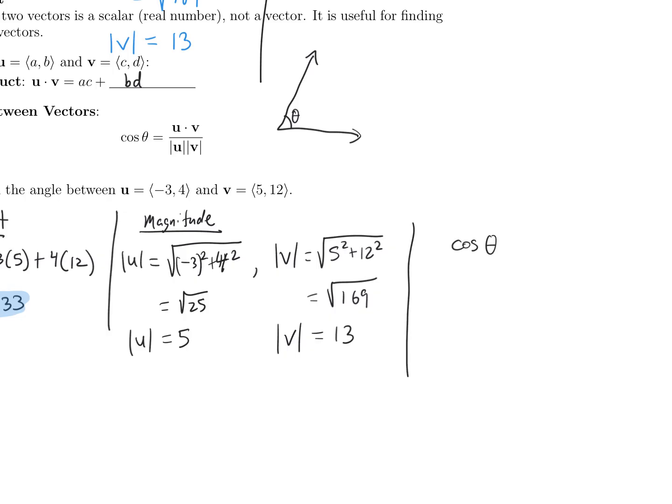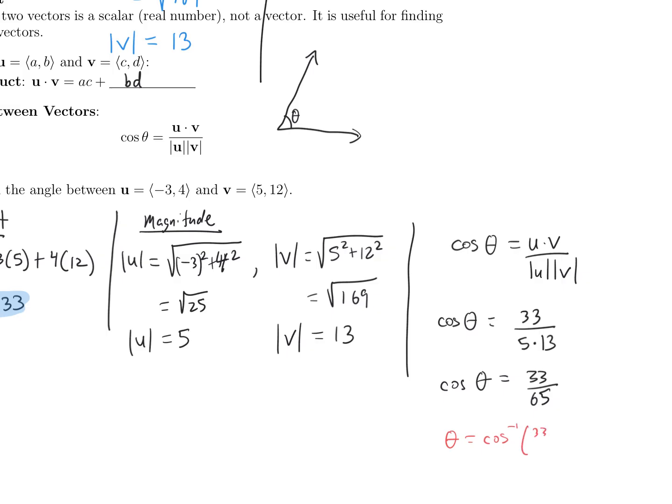Okay, once you have the magnitude and the dot product, now we're ready to apply the formula up above, which is cosine theta equals the dot product divided by the magnitudes of both vectors. So we have cosine of theta equals 33 divided by 5 times 13. That turns out to be 33 over 65. And now we can use the inverse cosine to find our angle. Theta is equal to the inverse cosine of 33 over 65.